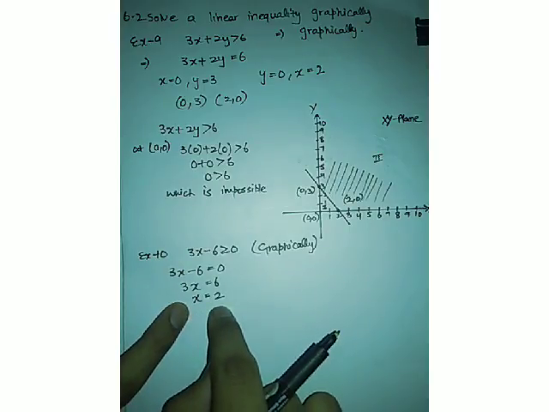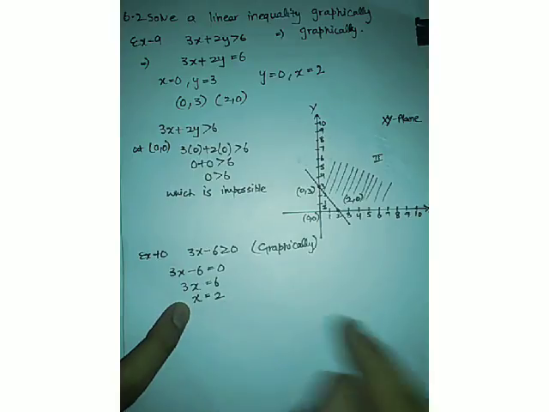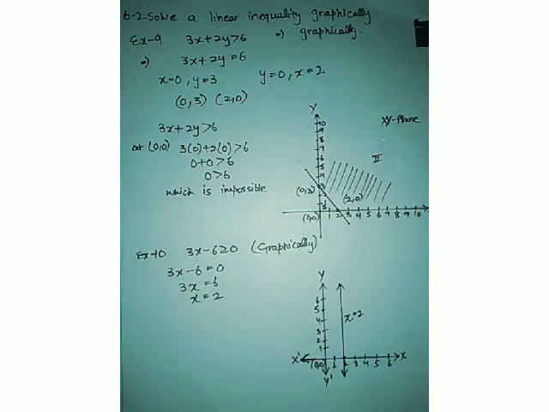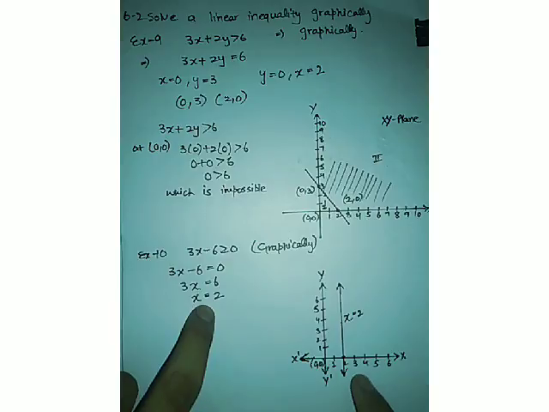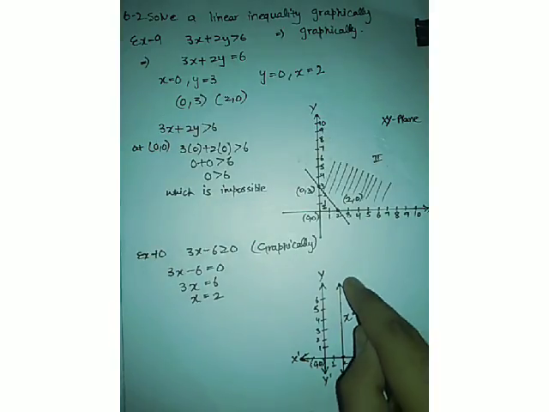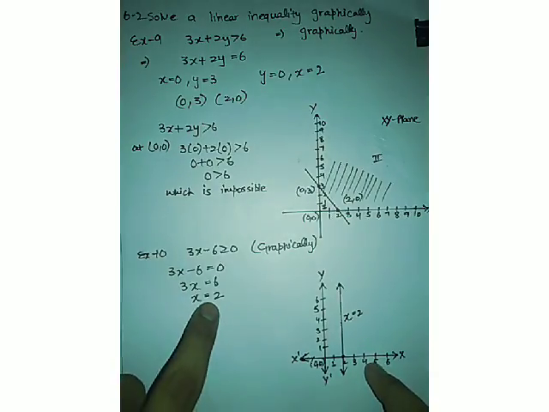Now I will plot this line. This line will be parallel to the y-axis and I will plot it on the graph. This is how we plot x equals 2, because there is no coordinate of y, so x equals 2 will be plotted as a line which is parallel to the y-axis. This is the graph of this equality.